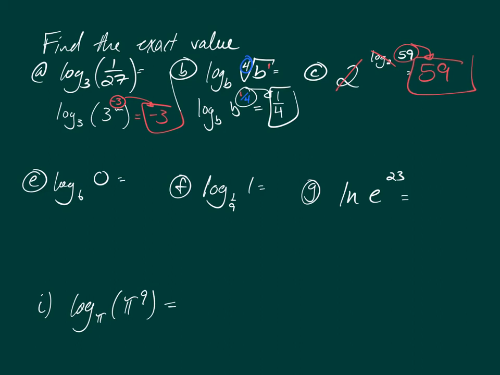All right, in this next example, log base 6 of 0. This is basically asking you what power of 6 gives you 0. And it turns out this is impossible. We cannot raise 6 to a power to get 0. This is undefined.